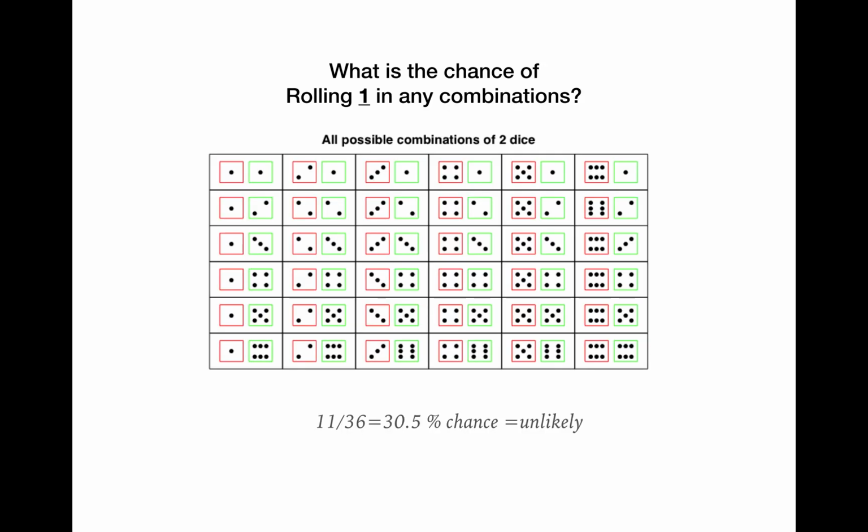Okay. Now, question: what is the chance of rolling 1 in any combinations? So if you look here, to have 1 in any of the combinations, we can count. I counted and I got 11 out of 36. Now you can count as well and check. It should be 30.5% chance, still unlikely, that we get 1 in any of the combinations. So 1 is 11 times, so it's less than half.